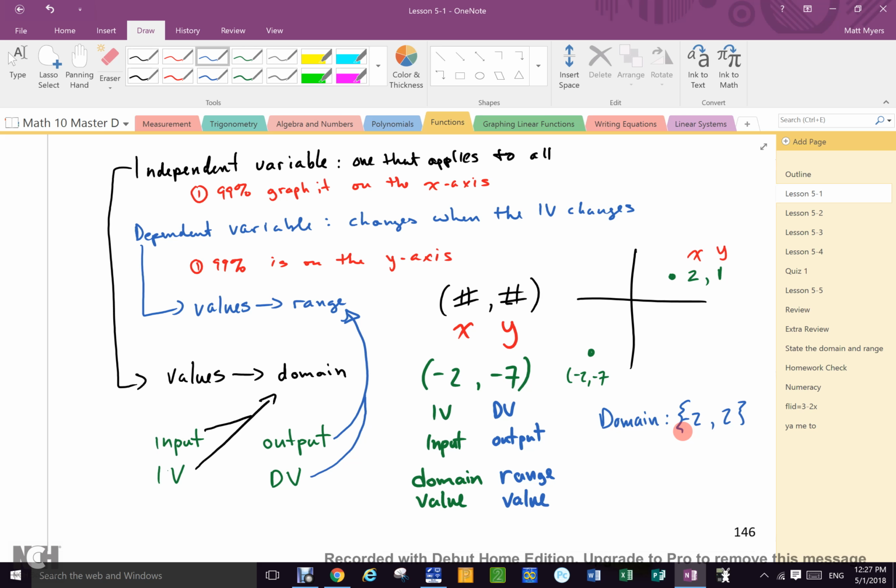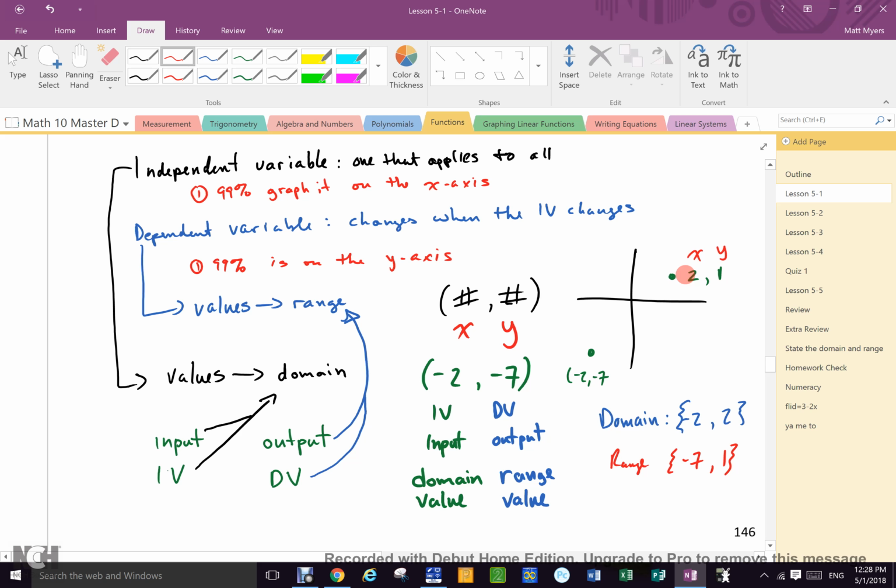Okay. What then is the range? Does it matter which one you put first? You always put the lowest value first. Okay. Is everybody cool with that? Okay. Why did I write it this way? Because there is only an input of -2 and an input of +2.